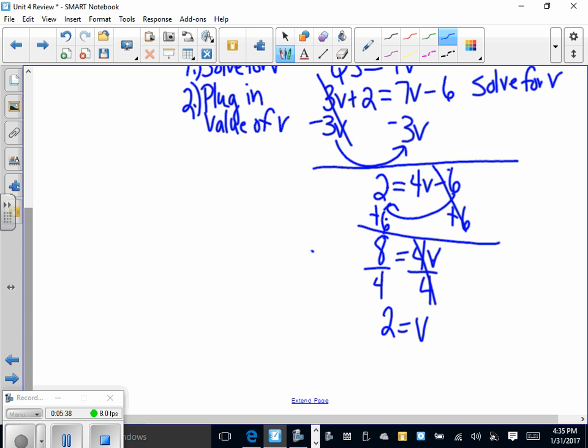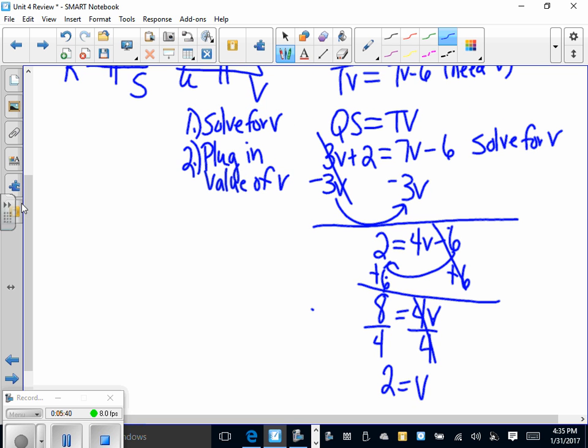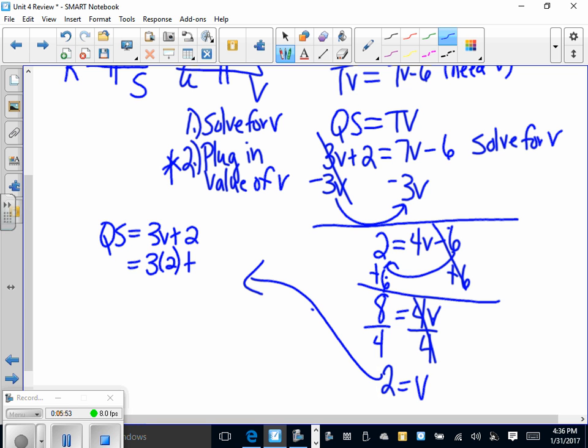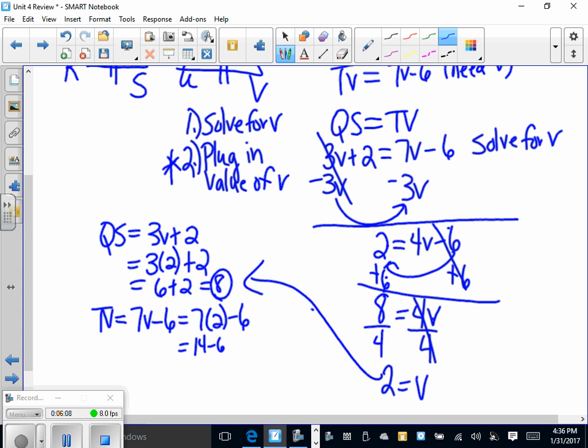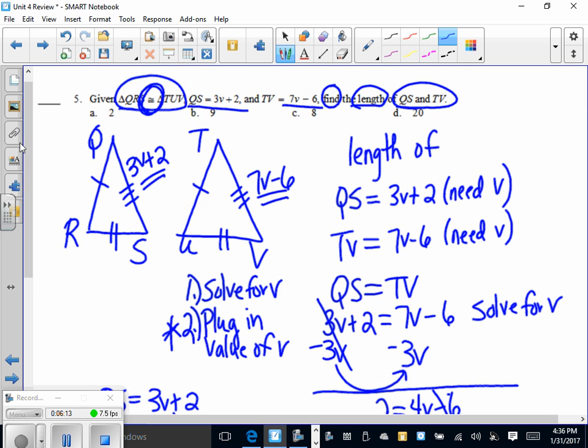Now, that's one of the answer choices, but it's not the correct answer choice because we have to plug it back in. So, I'm going to bring this over here and say QS, which is equal to 3V plus 2. So I now know that V is 2, so I plug that in. So I'm going to get 6 plus 2, which is 8. Now, check yourself. You can also plug it in for TV. TV was 7V minus 6. V is 2, so I have 7 times 2 minus 6. So I get 14 minus 6, which is also 8. So the correct answer is C, 8.